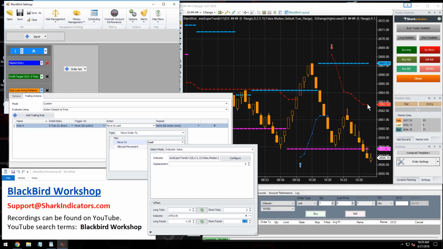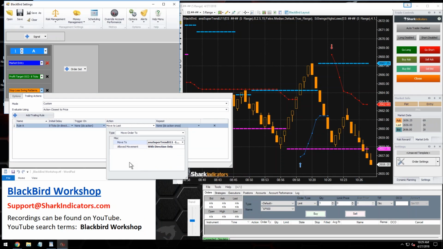So BlackBird just adds all those offsets together, and you'll end up with a stop loss somewhere around 9 ticks above the anaSuperTrend, something like that. That's what I'm approximating the ATR would be. All right, so onward here.